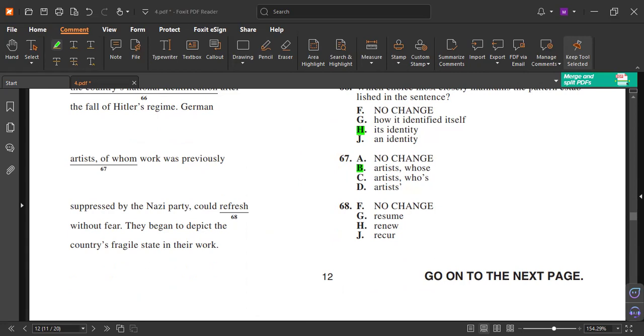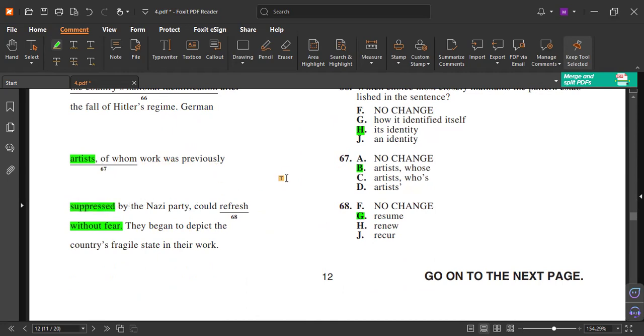68H. Wrong. It's letter G. How to make it H? Renew. What's the core? Resume. And look here for this German artist. Yes, never seen German before. Art is the subject. What did they do without fear? They continued. As I mentioned, work was briefly suppressed by the Nazi Party.